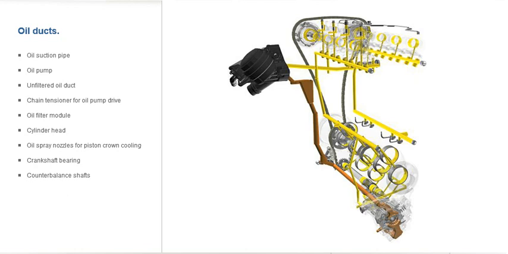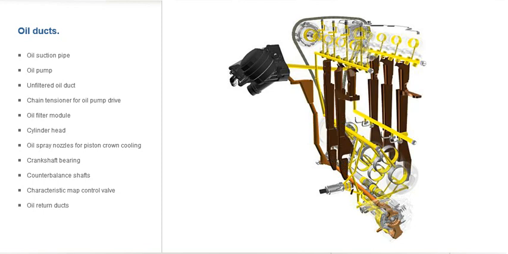This duct supplies oil to the counterbalance shaft bearings and the characteristic map control valve. A duct leads from the characteristic map control valve back to the oil pump in the control oil chamber. The oil return ducts that connect the cylinder head to the oil sump complete the oil circuit.